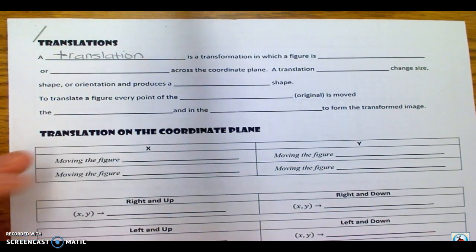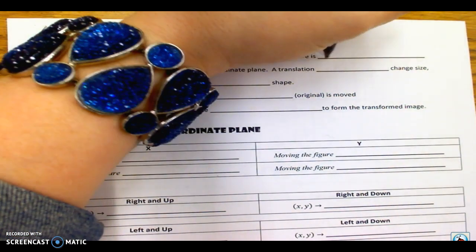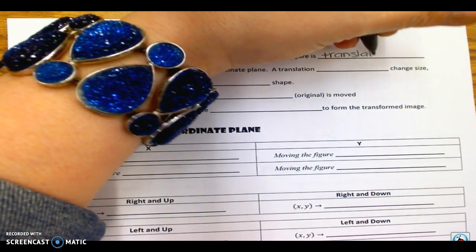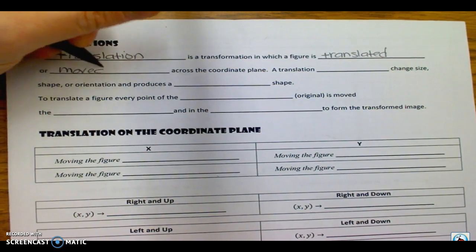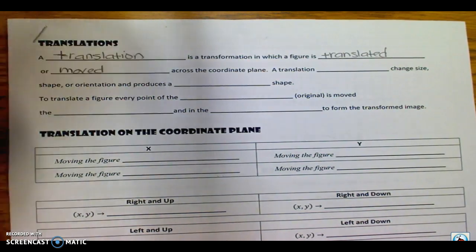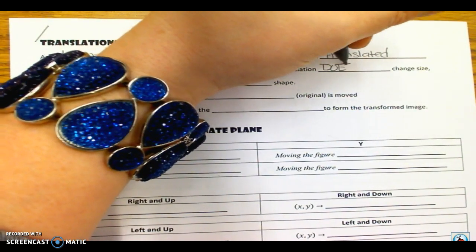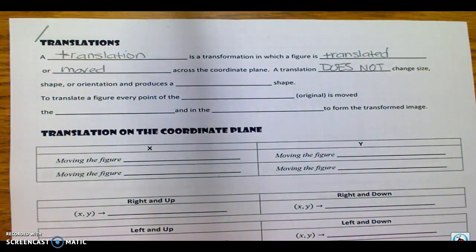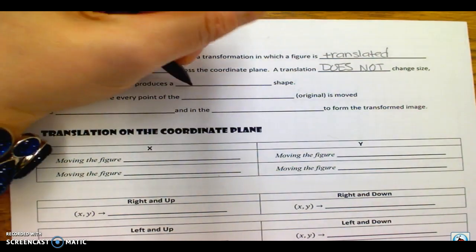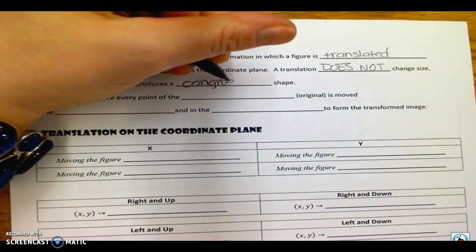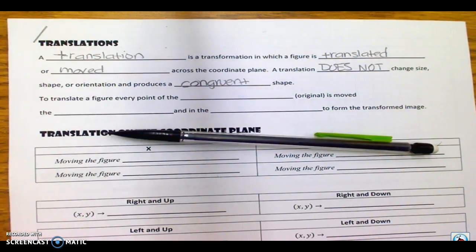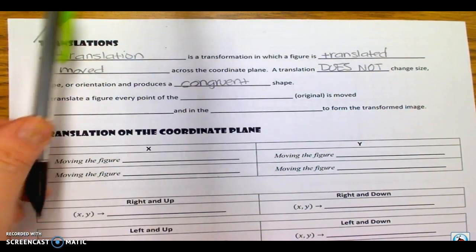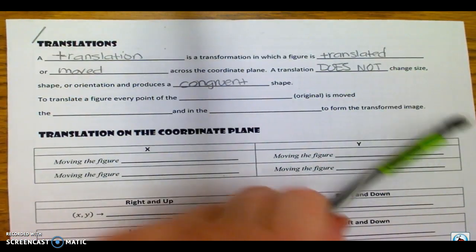A translation is where a figure is translated. You can think of the word slide, or moved across the coordinate plane. A translation does not change size, shape, or orientation, and produces a congruent shape. So everything stays true to it. It's just like, here's my pencil, I slid it down. I didn't turn my pencil, I didn't flip my pencil over, I didn't roll it across the thing.